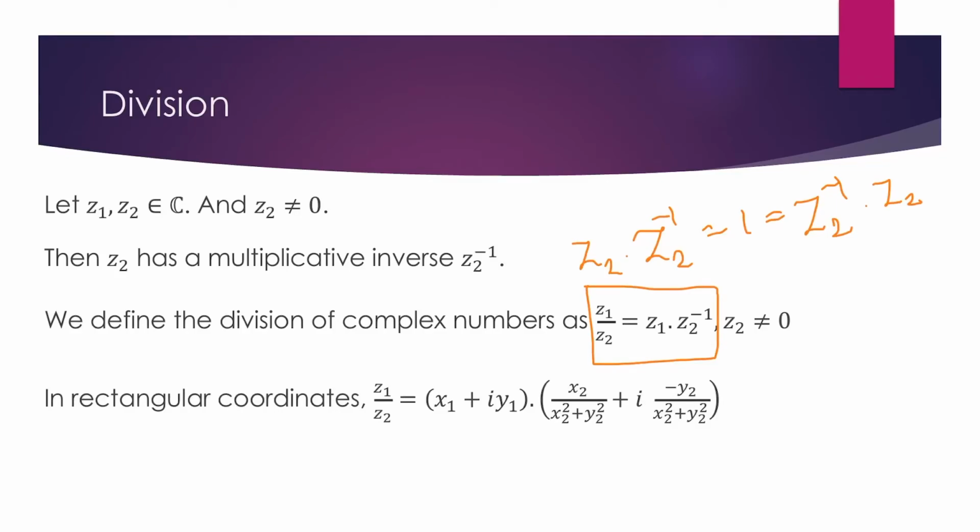So in rectangular coordinates, that means if I take Z1 as x1 plus i y1 and Z2 as x2 plus i y2, Z1 by Z2 is equal to Z1 times Z2 inverse. So (x1 plus i y1) times Z2 inverse is this. We have seen this yesterday in the last class. So x2 divided by x2 square plus y2 square, plus i times minus y2 divided by x2 square plus y2 square.